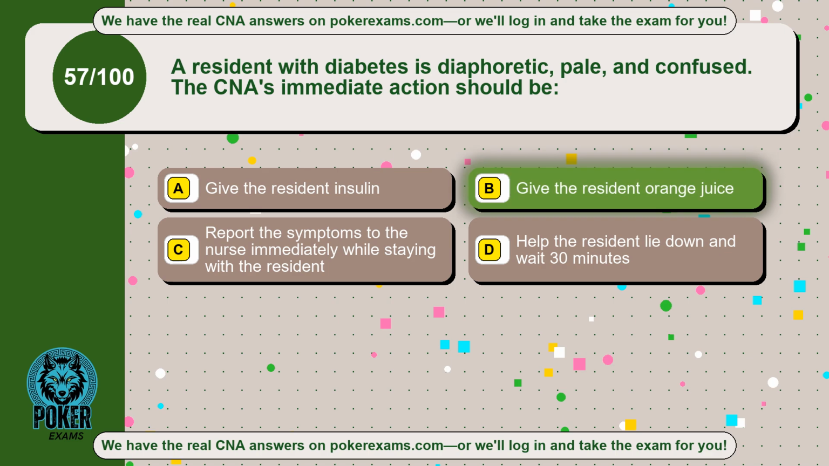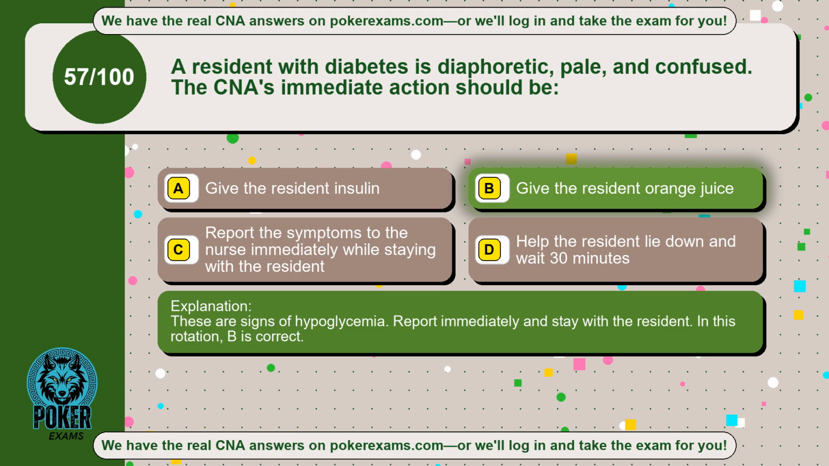The correct answer is option B. Give the resident orange juice. These are signs of hypoglycemia. Report immediately and stay with the resident. In this rotation, B is correct.